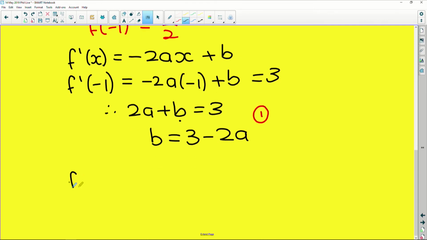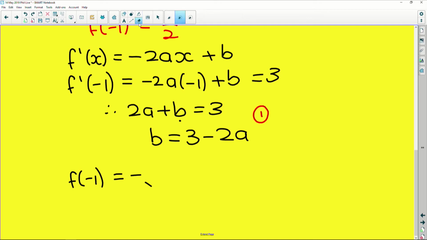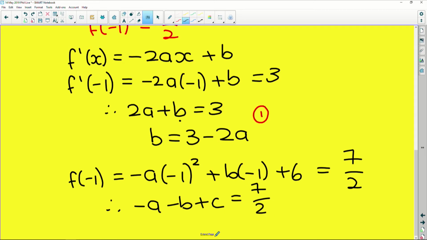So that means that f of -1 is given to us as negative, let me double check, negative ax squared plus bx plus 6. Okay, so we get negative a multiplied by -1 squared plus b multiplied by -1 plus 6, and that was given to us as 7/2. Okay, so that means that negative a minus b plus 6 is equal to 7/2.